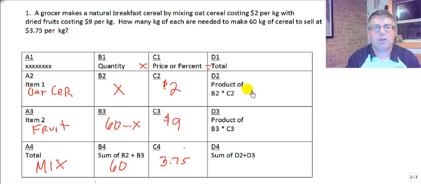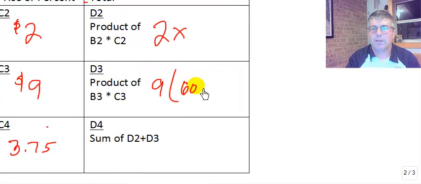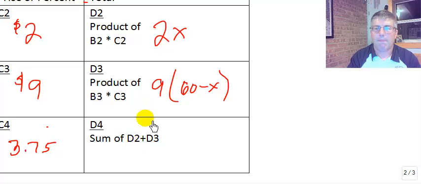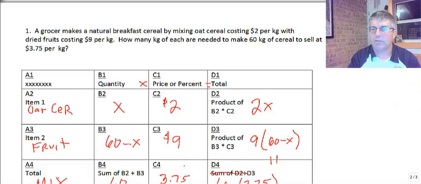So let's finish out our chart. We multiply across our table. This particular cell is going to be the product of B2 and C2, so that's simply 2x. And this cell is 9 times 60 minus x. And this final column, it's not going to be the sum of the two. It's going to be the product of B4 times C4, or 60 times 3 3/4, or $3.75.